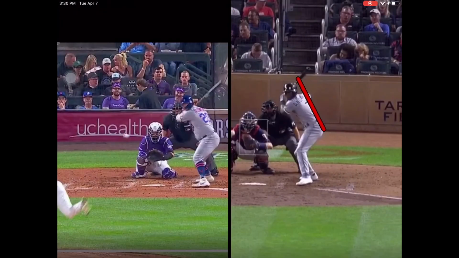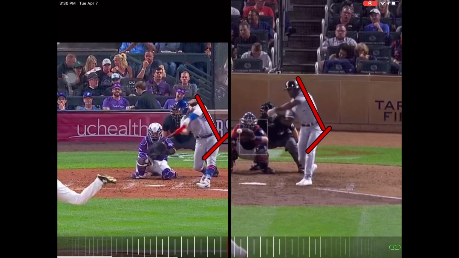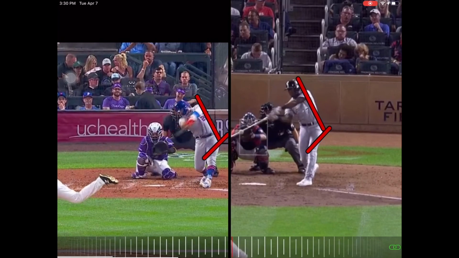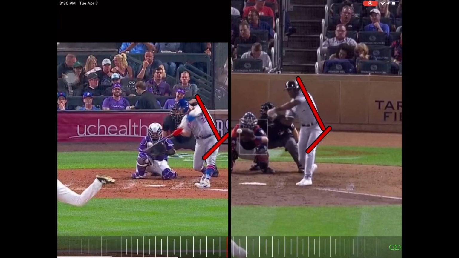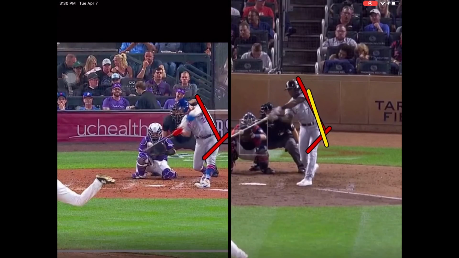To start off here, we're going to draw a line on their back. This is a foot plant. Red line is going to represent foot plant. Just going to look at the differences between them within their own swings, and then also comparing them to each other. Here we're going to go yellow for this next one.